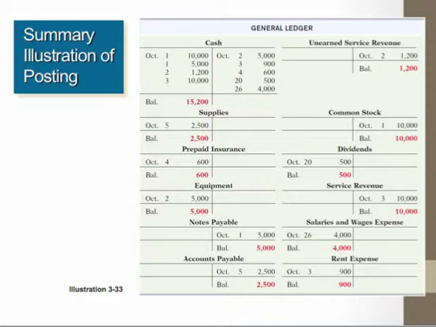If we take the cash, the supplies, the prepaid insurance, and the equipment, we know that those are all assets. Then we take the notes payable, the accounts payable, and the unearned service revenue, and we know those are all the liabilities. We know that under stockholders' equity are common stock, dividends, service revenue, and the salaries and wages expense and rent expense.